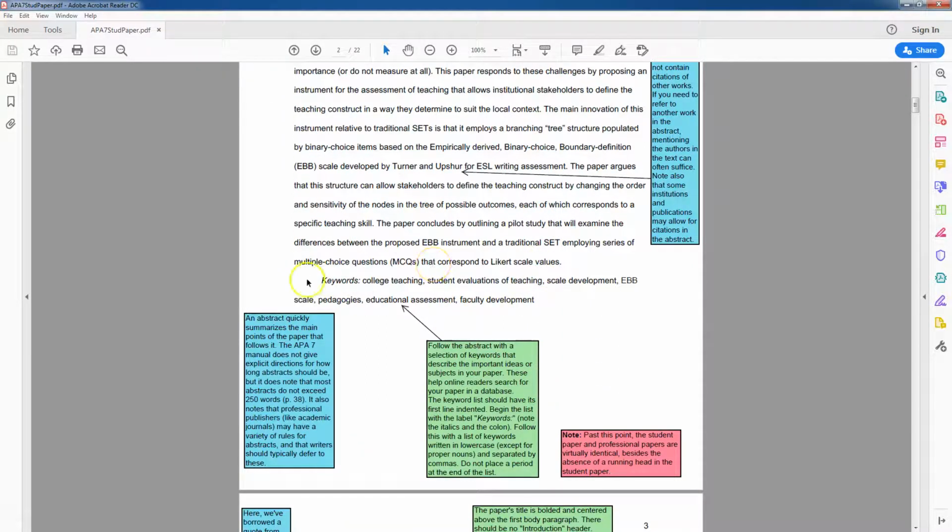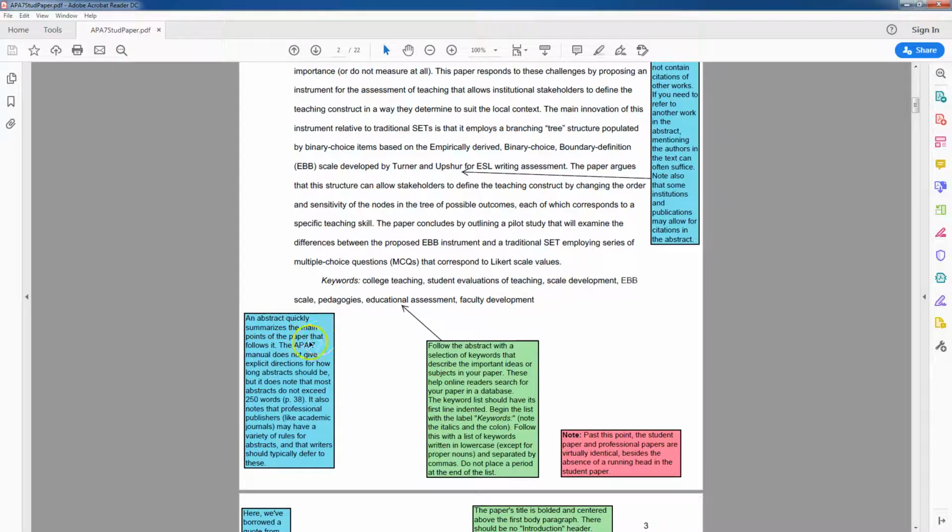You'll notice there are keywords down here. These are keywords for when people are trying to figure out whether or not to go on and read your paper. This keyword section can help. So follow the abstract with a selection of keywords that describe the important ideas and subjects in your paper. These help online readers search for your paper in a database. The keywords list should have its first line indented. Begin the list with the label Keywords. Note the italics and the colon. Do not place a period at the end of the list, so no period here.